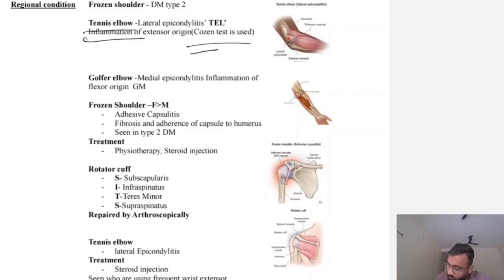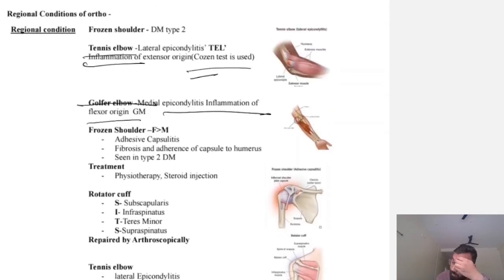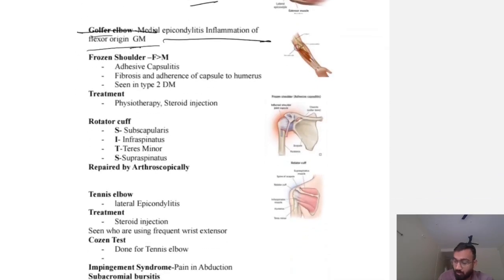Golfer's elbow is the opposite: epicondylitis, inflammation of the flexor origin. Tennis elbow, remember T for tennis, is lateral epicondylitis. Golfer's elbow, G for golfer, is medial epicondylitis, inflammation of the flexor origin.